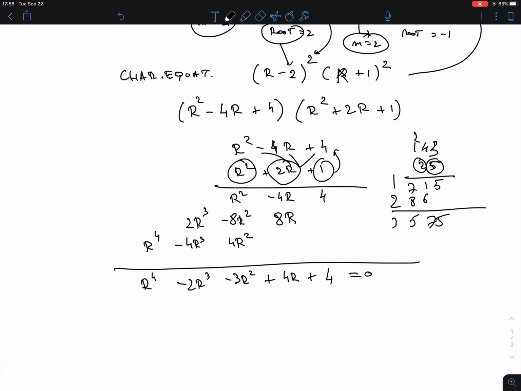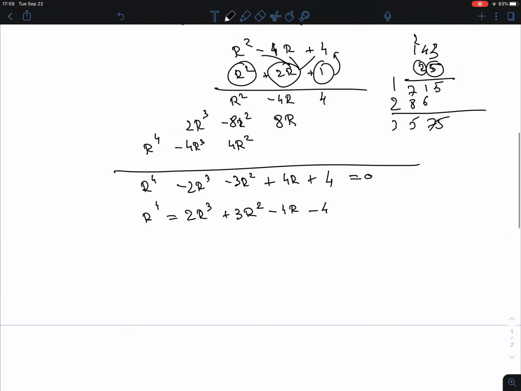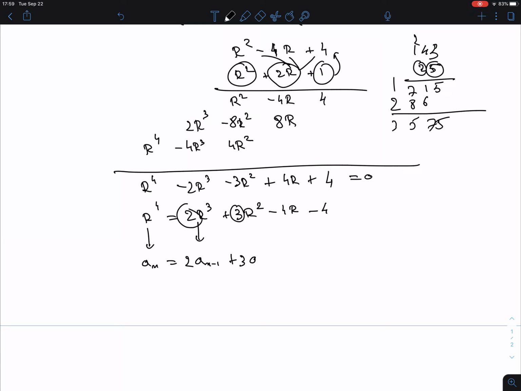Now what we need to do, remember, go back and see how we found the characteristic equation. We would write the other terms, the lower degree terms, on the other side, so we have to switch the signs. And then this would become an, this would become 1 less, 2 times an minus 1. The constant coefficient here is 3, so that's an minus 2. This is minus 4 an minus 3, and this minus 4 is minus 4 an minus 4.